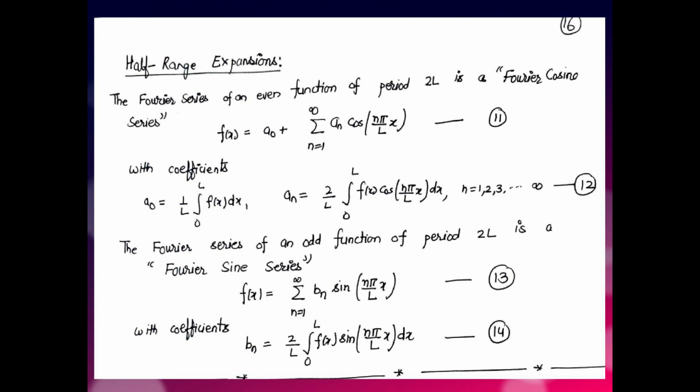For an odd function, the Fourier series is given by 13. f(x) is equal to summation over n from 1 to infinity of b_n sin(n pi x over L), and the coefficient b_n is given by 14.